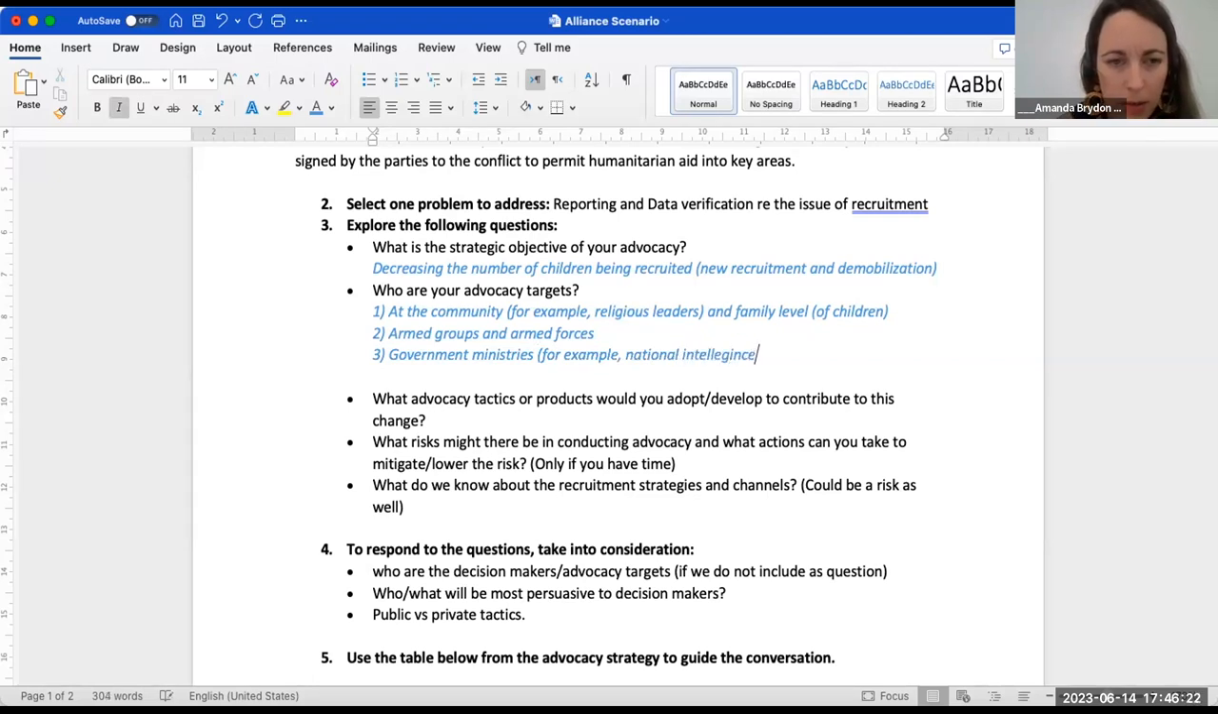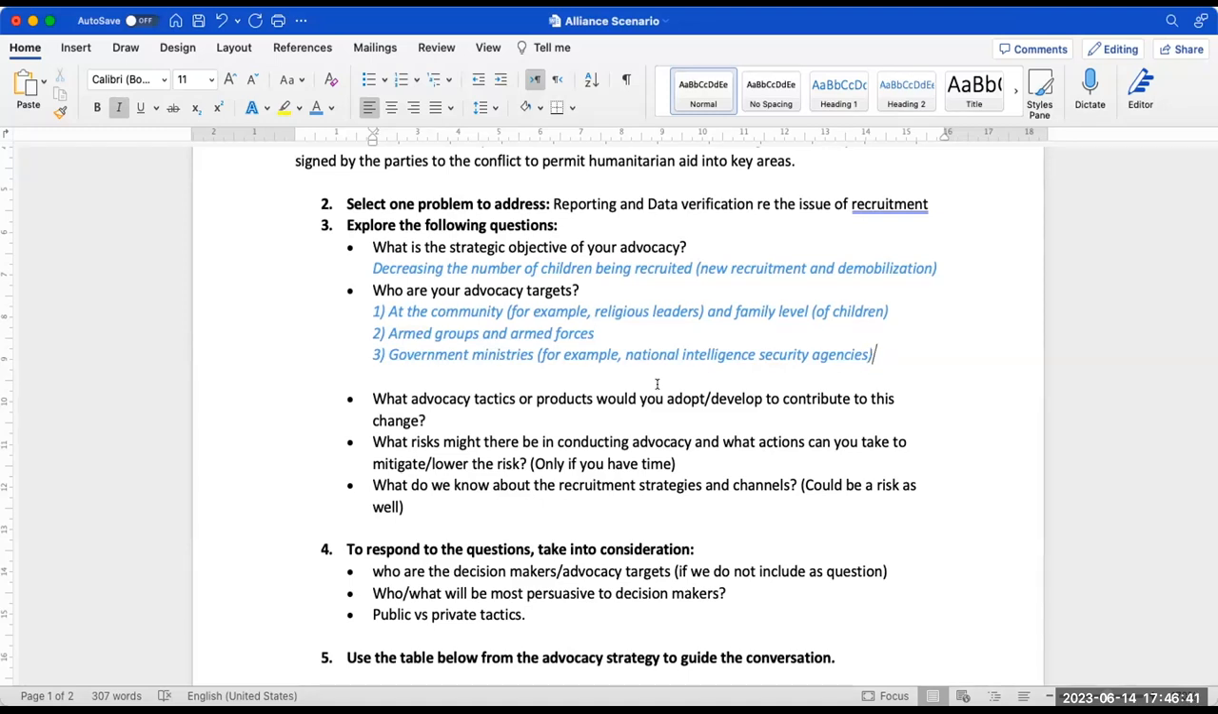Are there others that people are thinking of, internally, externally, in terms of the country context? Although this is a local advocacy session. Xavier, please. Yes, I would say the Ministry of Social Affairs, in my context, since they're directly working with children at the level of the government.